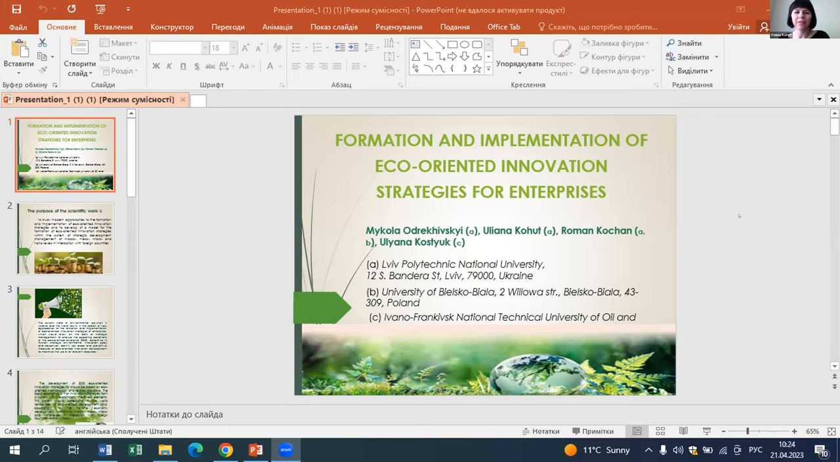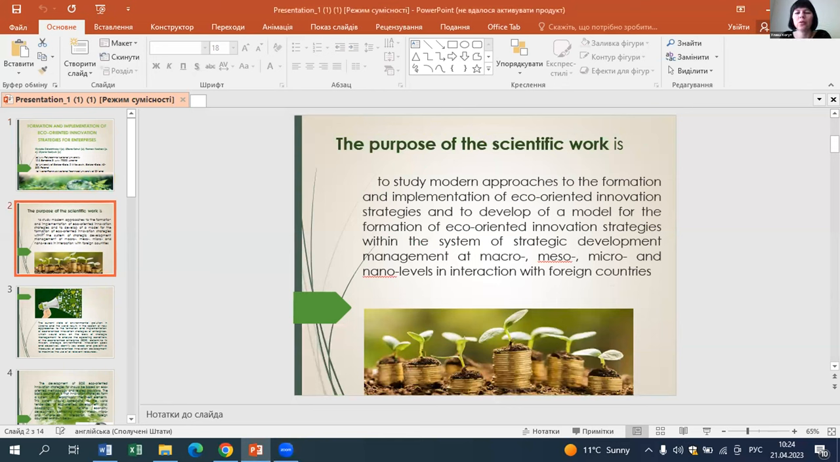So the topic of our research is formation and implementation of eco-oriented innovation strategies for enterprise. The purpose of this scientific work is to study modern approaches to the formation and implementation of eco-oriented innovation strategies and develop a model for formation of eco-oriented innovation strategies within the system of strategic development management. Macro, meso, micro, and nano levels in the interaction with foreign countries.